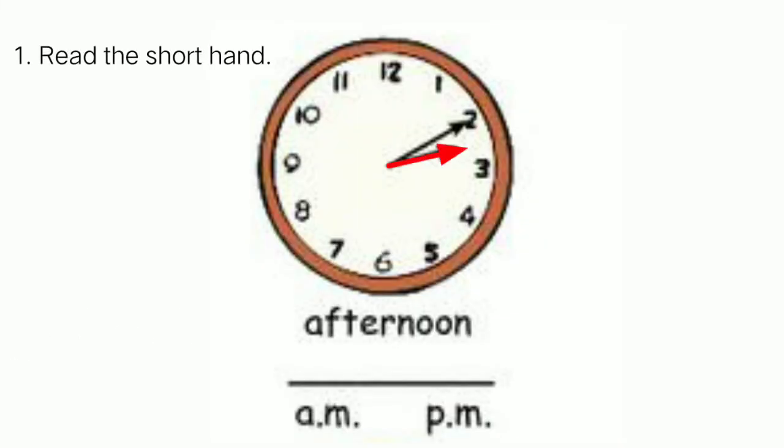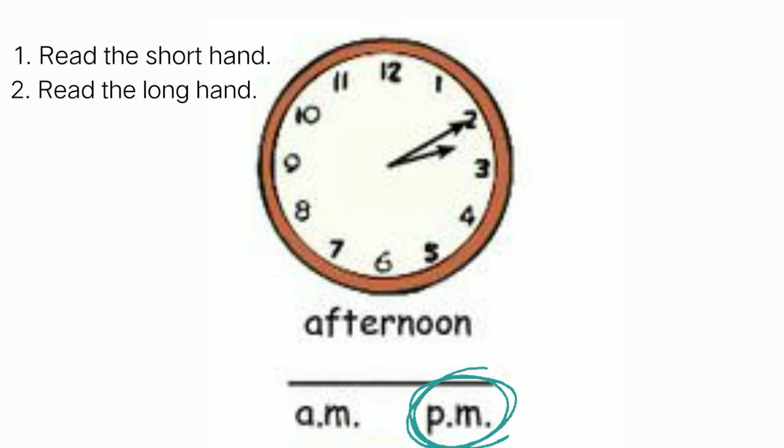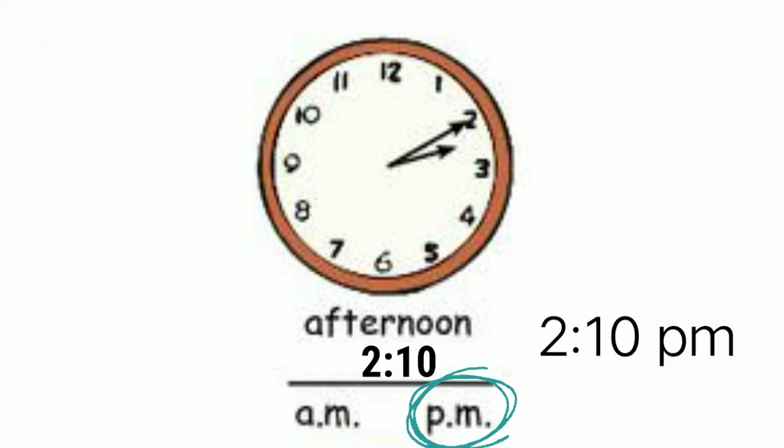First, read the short hand. It is between 2 and 3. So we consider the smaller number, which is 2. Second, read the long hand. Let us skip count by 5: 5, 10. It is 2:10 in the afternoon, or 2:10 p.m.